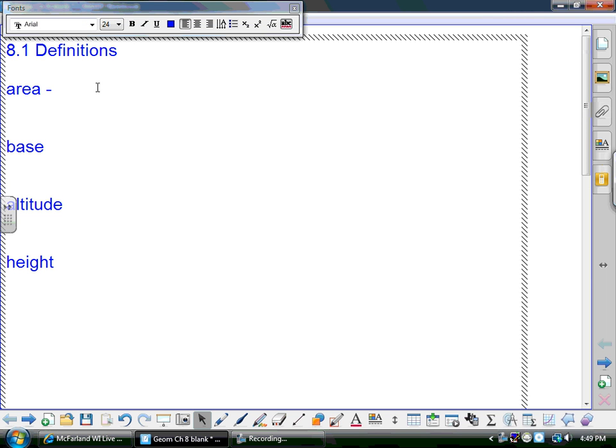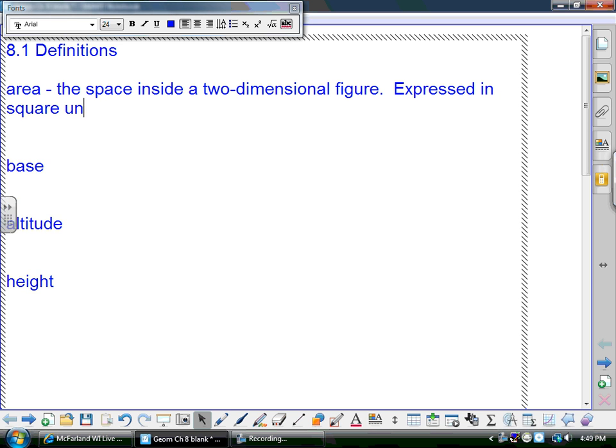The area of a shape is the space inside a two-dimensional figure. And when we find the area, we express our answer in square units. So that might be square feet, square inches, depends on what the units are in the problem.